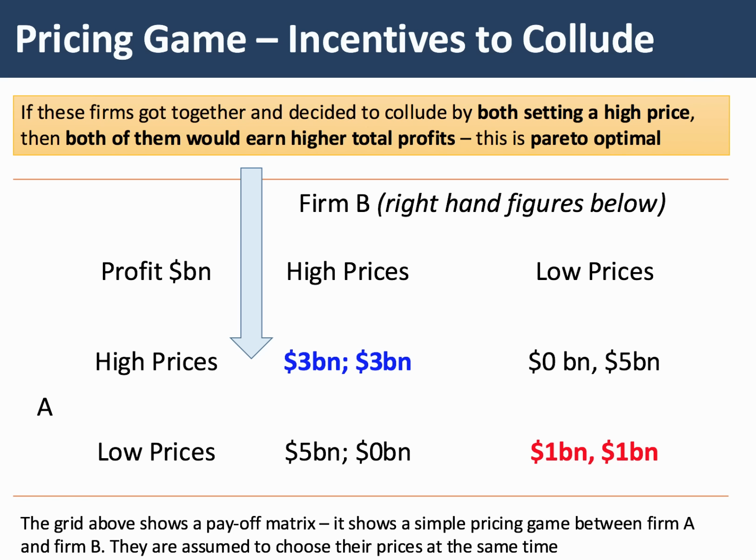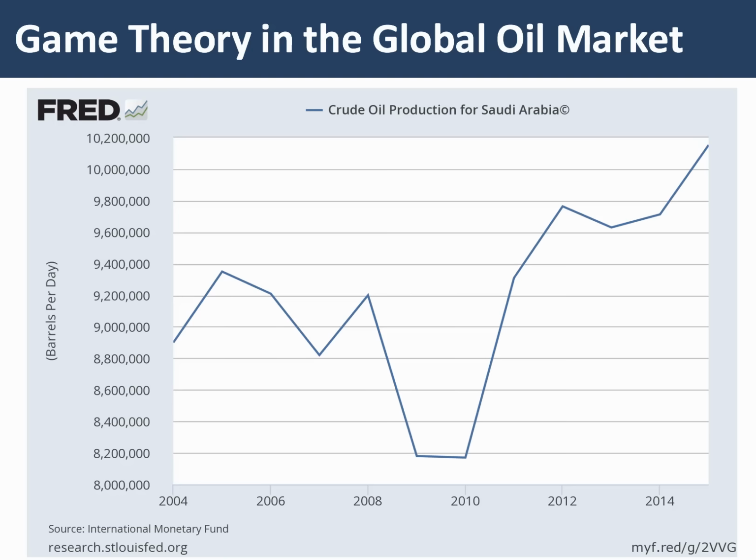However, if they got together and decided to collude in some sort of price fixing agreement by both setting a high price, then they could earn higher total profits. Of course, once they've agreed to collude, they then have an incentive to break that agreement, because that would allow one firm to achieve a market advantage.